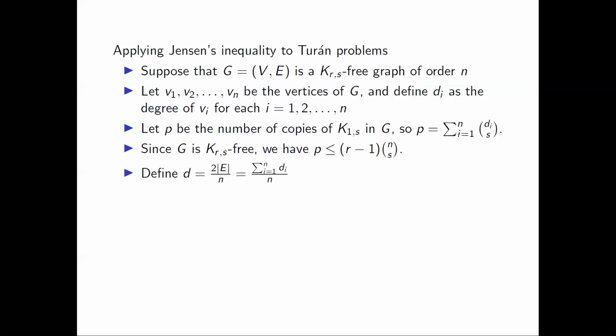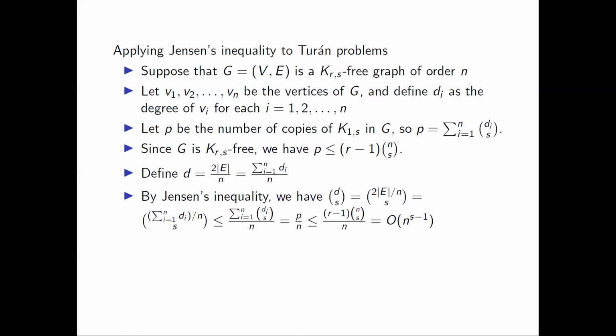We're going to define this number D to equal 2 times the cardinality of E over n. In other words, 2 times the number of edges in G over n. And we can write that as the sum from i equals 1 to n of di divided by n. That's because the sum of the degrees in G is equal to twice the number of edges.